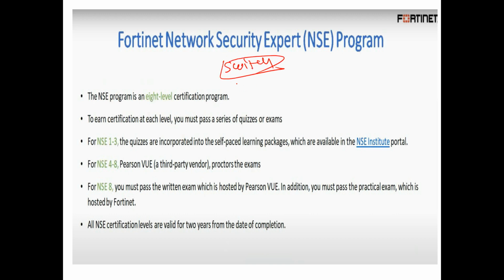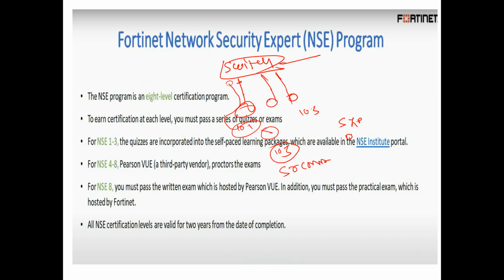Take a switch. With this switch we have multiple users and multiple PCs connected. They need to get each other's MAC address. Let's suppose this is a 10.1 IP and this is a 10.3 IP. So this will generate a packet with source 10.1 and destination 10.3, and send it to the switch. The source MAC will also be there in the packet. So the packet has the source IP, destination IP, source MAC, and destination MAC.